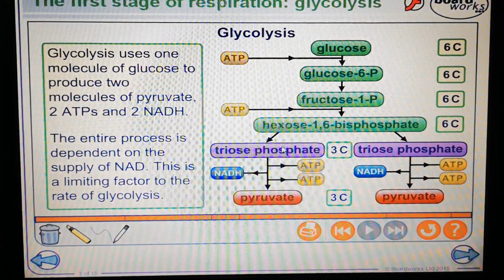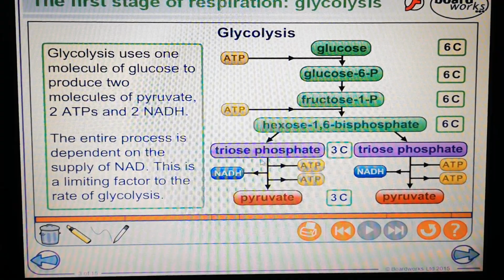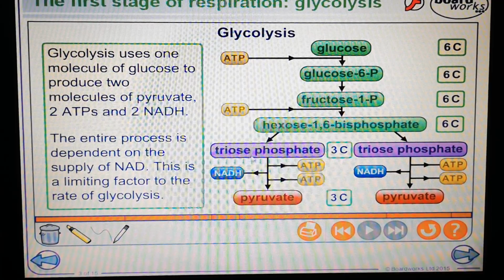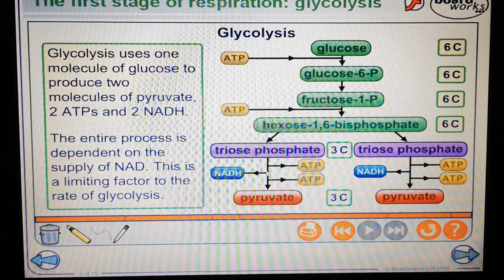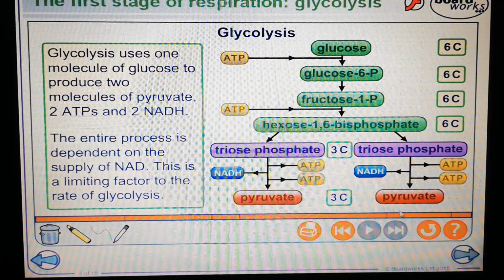Each triose phosphate is going to undergo substrate level phosphorylation twice, and is also going to lose a hydrogen, and that hydrogen will be picked up by a coenzyme called NAD, therefore becoming reduced NAD. And when those 3 things happen to a triose phosphate, it gets converted into a molecule of pyruvate. So there's our pyruvate. It's a 3-carbon structure. We haven't lost or gained any carbon. This is happening twice, so we have 2 molecules of pyruvate.